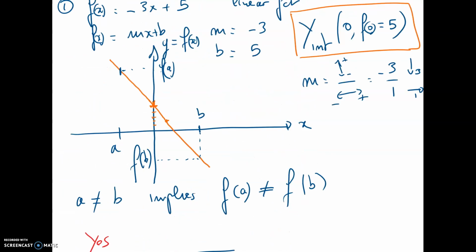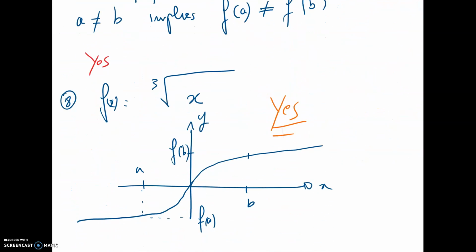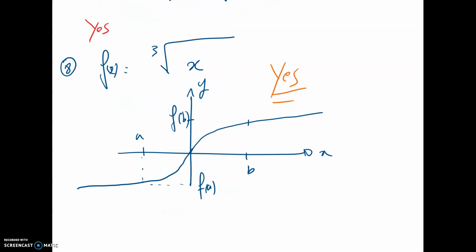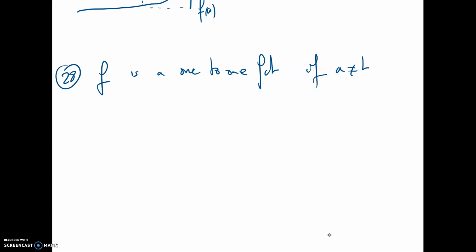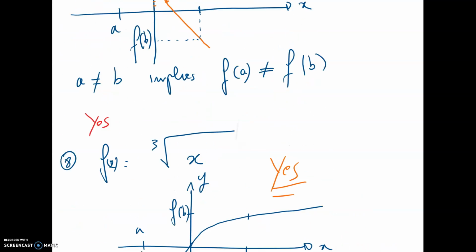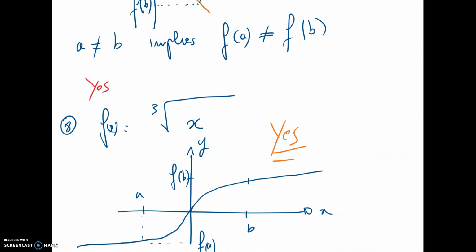Now, the next problem is supposed to be problem number 28. So what do we have in this problem number 28? For f to be a one-to-one function, so basically f is a one-to-one function if when you have a different than b, f of a will also be different than f of b. All right, now problem number, I forgot the problem number, 37.